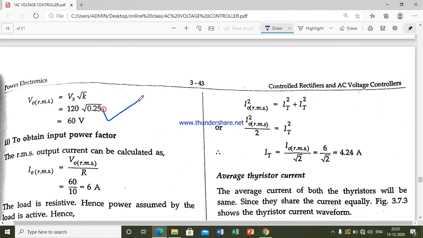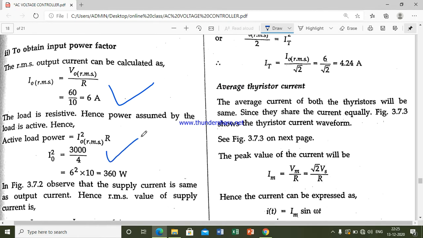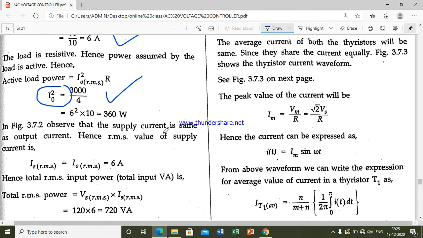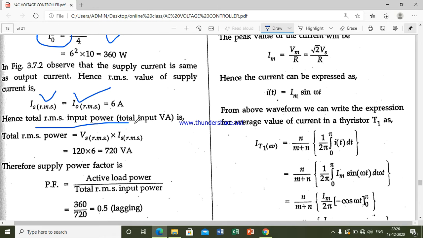V naught RMS they have calculated; I naught RMS you can get from this V naught RMS. Next, the active load power P equal to I square into R. You know that from this one you can calculate the power as 360 watts. Next, IS RMS equal to I naught RMS, this is equal to 6 amp. Hence total RMS input power.